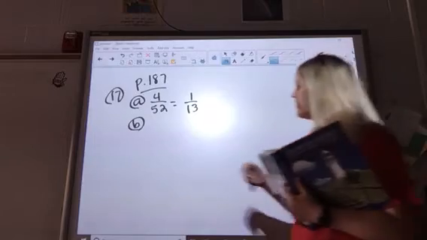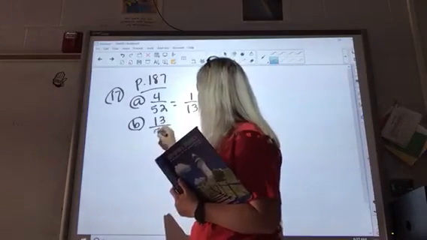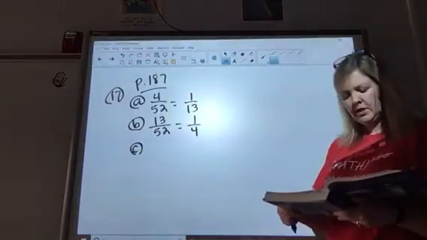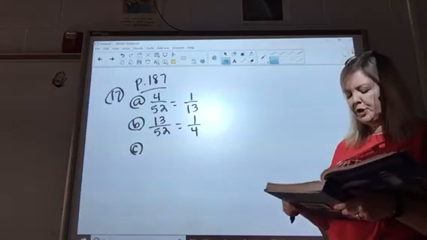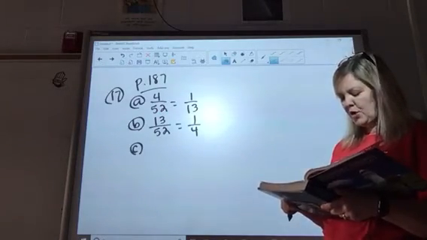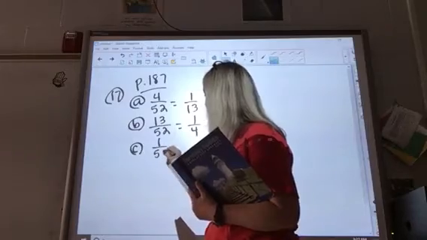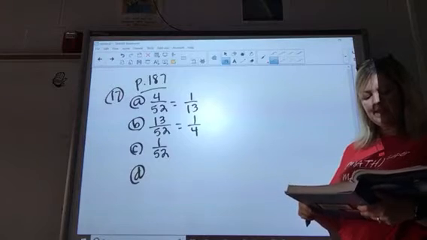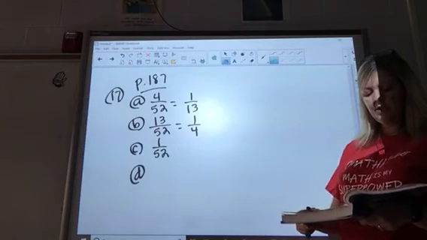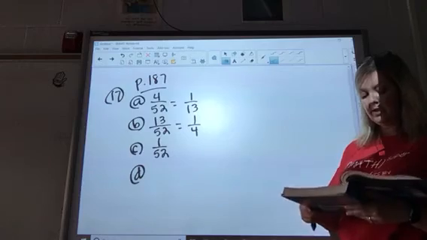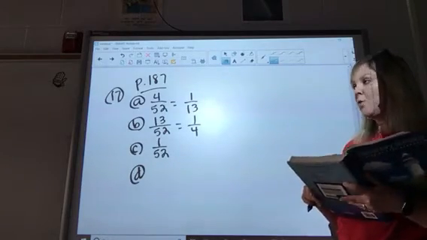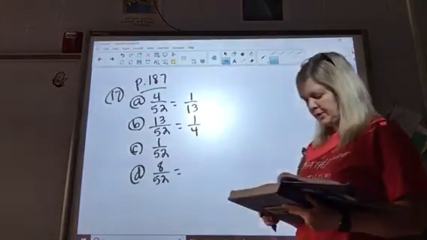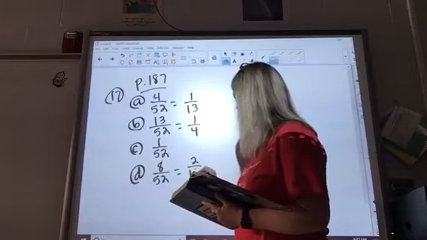17B, a club. 13 cards out of 52 are clubs, that's 1/4. 17C, a queen of clubs. There's only 1 card that is a queen of clubs, and it will not reduce, so 1/52. D, a 5 or an 8. I'm sorry, that's a 3 or an 8. There are 4 of each, so that's 8 out of 52, which reduces to 2/13.